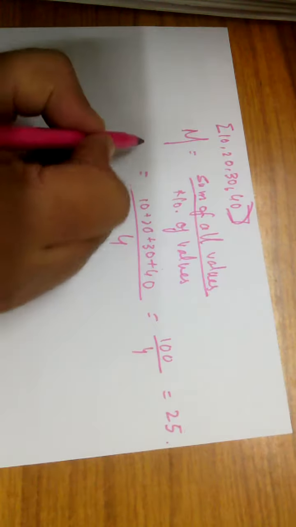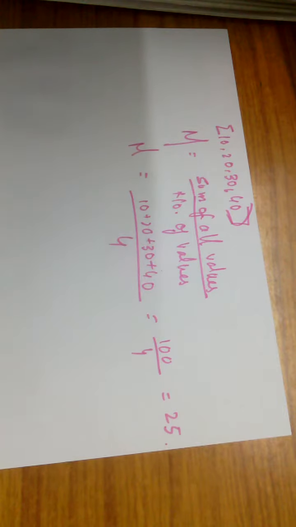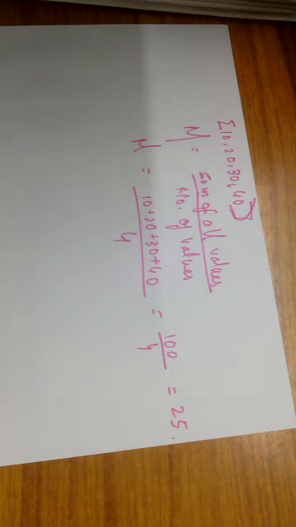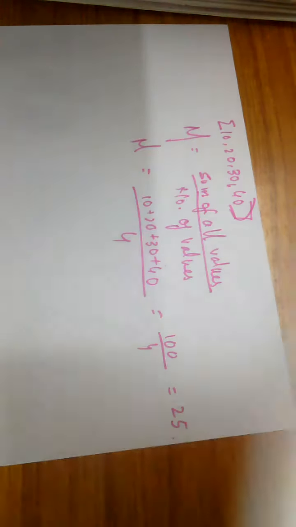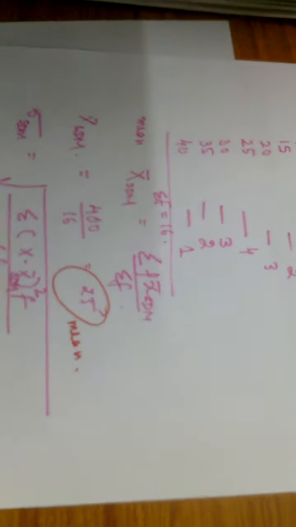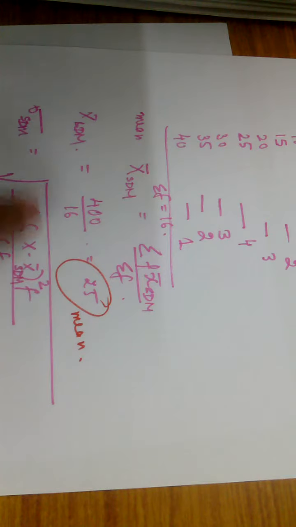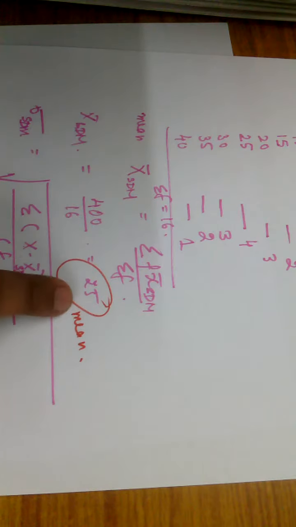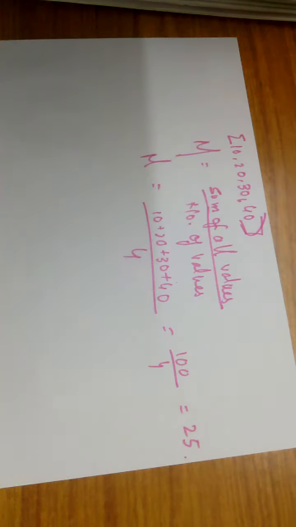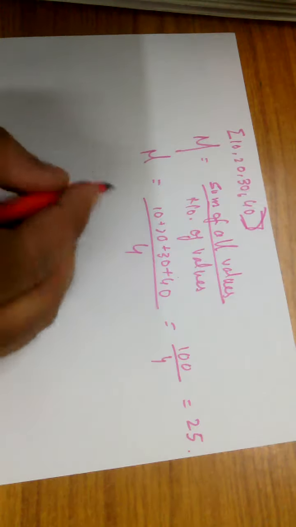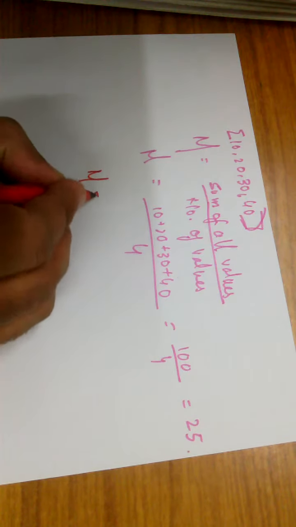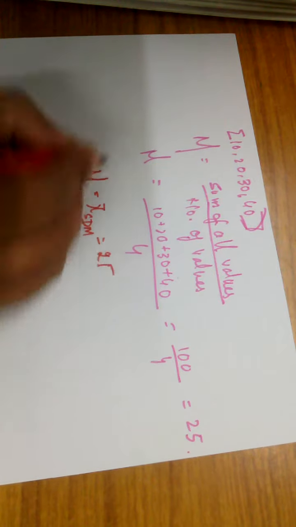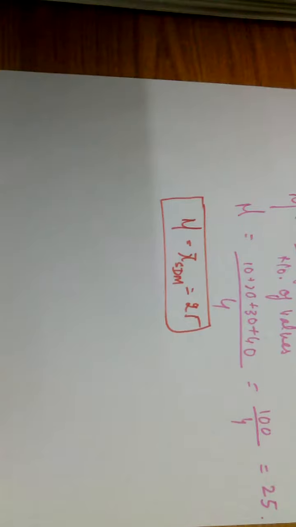So the population mean, that is mu, is equal to 25. And we have also got that the mean of the sampling distribution of mean, x bar SDM, is also equal to 25. So hence we prove that mu, the population mean, is equal to x bar SDM, which is equal to 25. This is the thing we have proved.